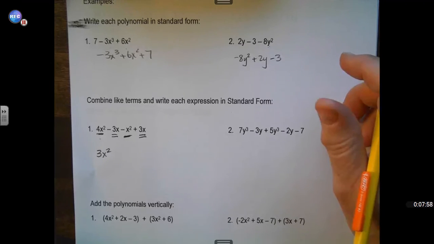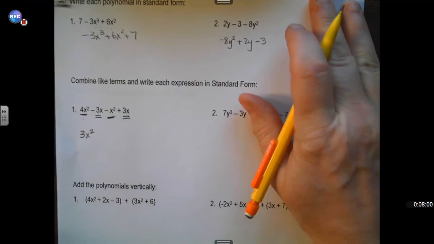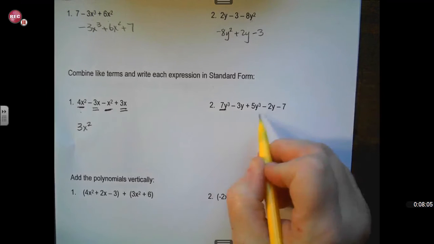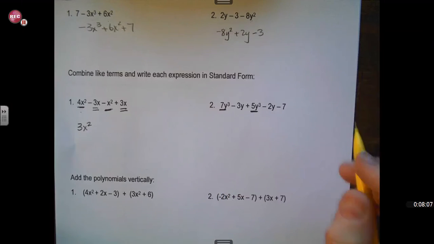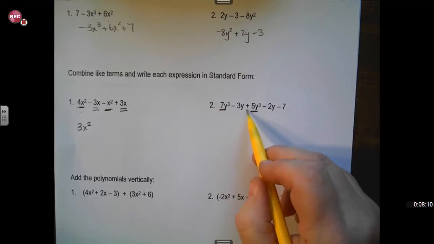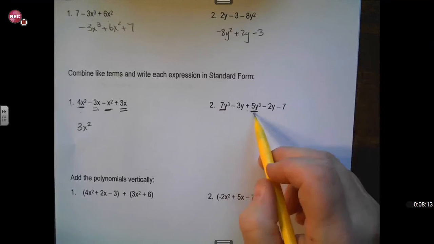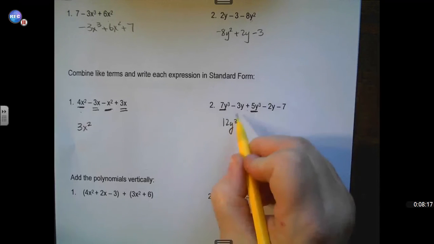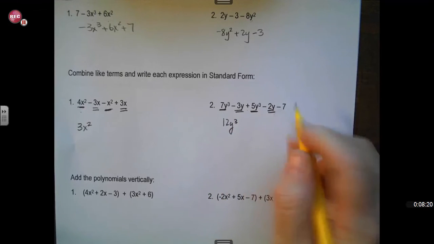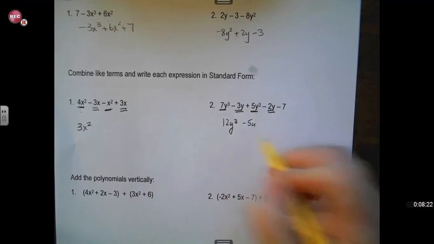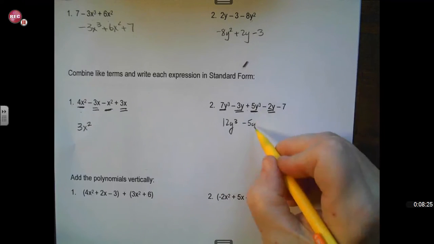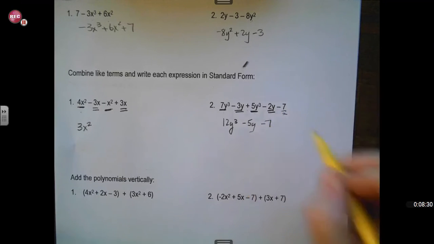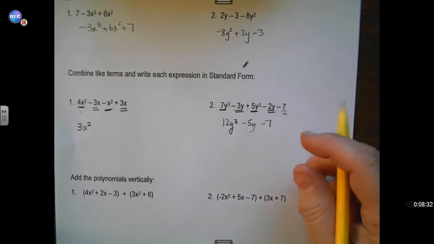So I take this and I write it on a piece of paper, from the online homework. And 7y cubed, is there anything to go with it? 5y cubed. And 7y cubed plus, I look at the sign in front, 5y cubed is 12y cubed. And negative 3y minus 2y is minus 5y. And then there's nothing to go with the 7, so minus 7. So we've combined like terms.